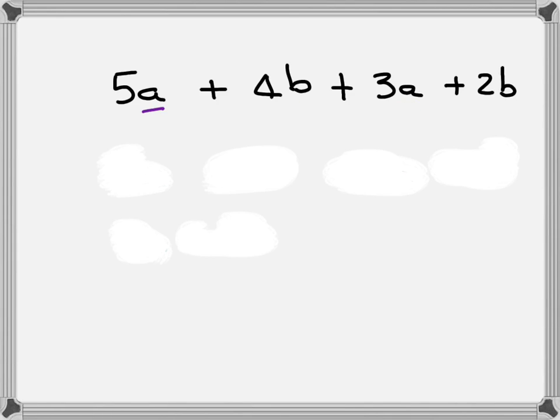We're going to work with our A's. We have a 5A and a 3A. So let's combine those two. 5A, we're going to write them in the same colors first before we combine them so you can see which ones are the like terms. So 5A and 3A are like.